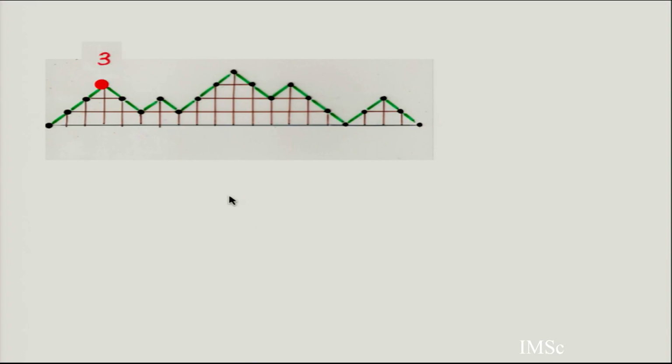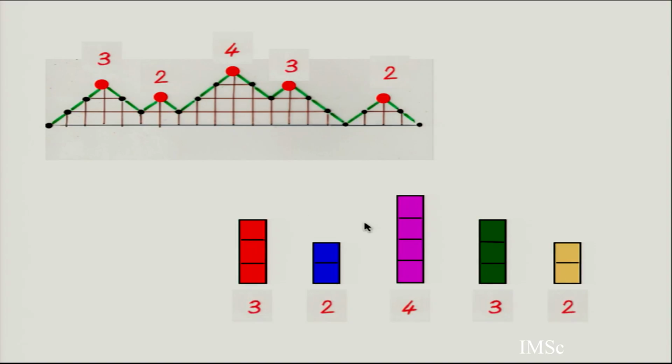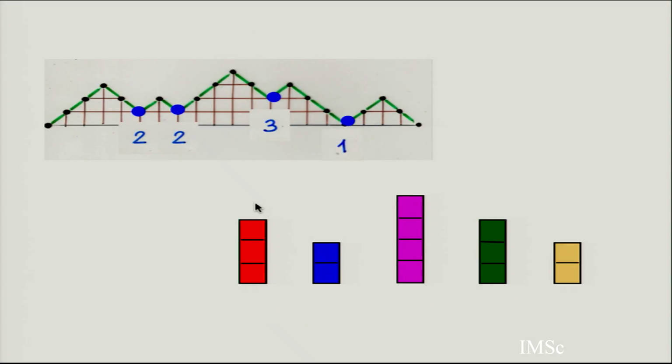So let's take the Dyck path. There are some peaks, and in red you put the height of each peak in the Dyck path, which gives you a sequence of columns: 3, 2, 4, 3, 2. Now we have to glue the columns together, with the blue number between them. So take the troughs, the valleys in the Dyck path, and the minimum valley height, I take 1 plus the height. So the minimum is 1 here, 1, 2, 2, and 3.